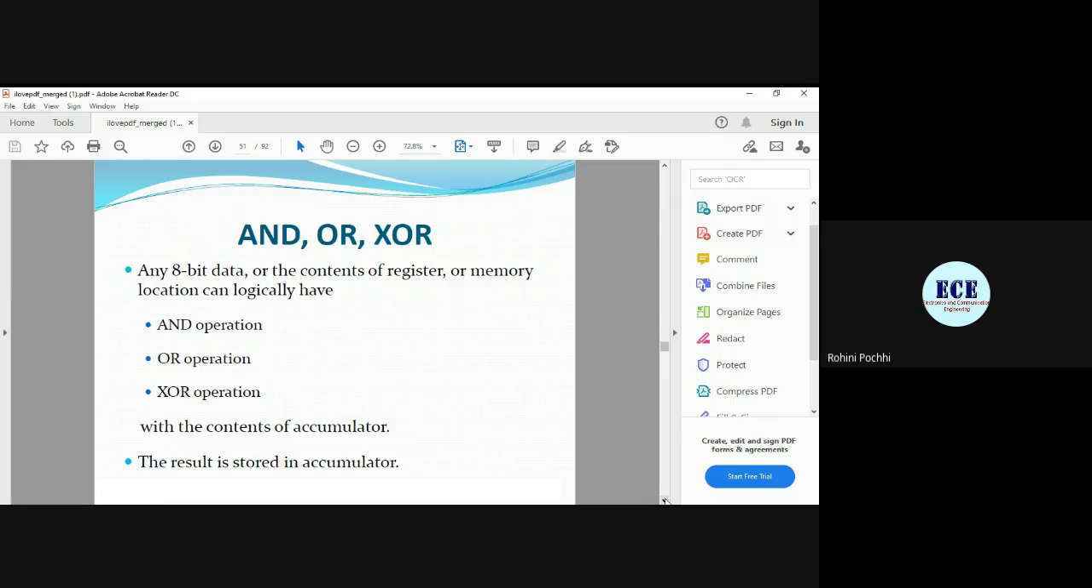So any 8-bit data or the content of register or memory location can logically have AND operation, OR operation, XOR operation with the content of accumulator, and the result is stored in the accumulator.